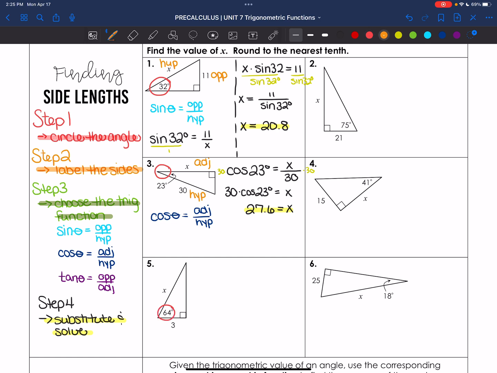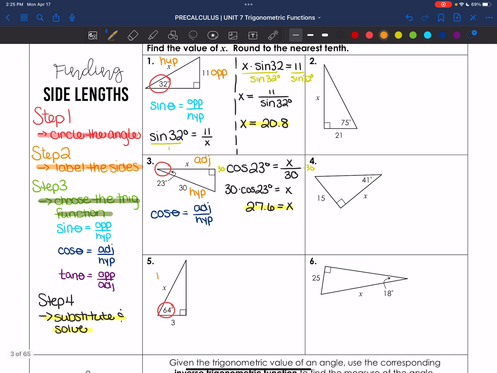Then, step 2, label your sides. X is that longest side. That is your hypotenuse. And 3 is right next to my angle, so it is the adjacent side. That means hypotenuse and adjacent, the trig ratio that relates those is what, ladies and gentlemen? That is cosine. We're using the trig function of cosine to relate these two sides and solve for our hypotenuse.